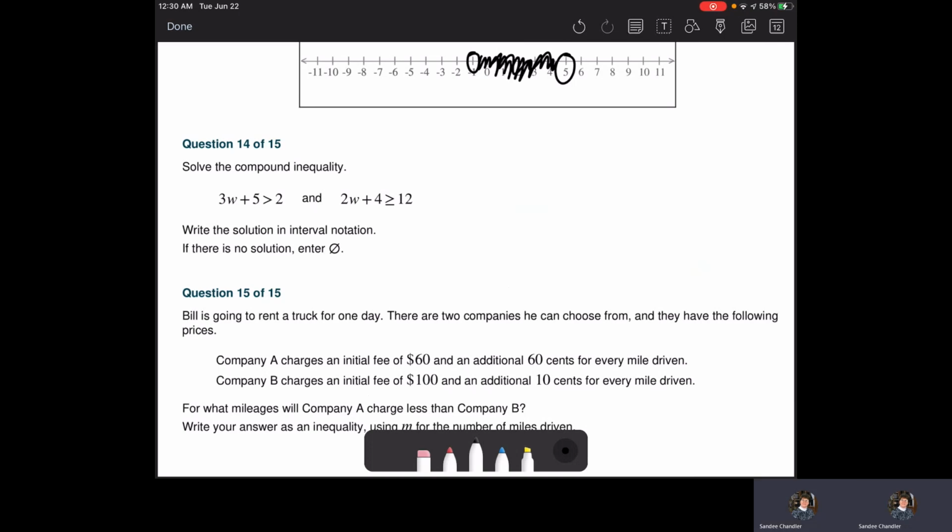Okay, so we want to solve this compound inequality. Notice we have an and. We're just going to remember that's the intersection, right? Oops, wait a minute. Do this one in blue. All right, and intersection.